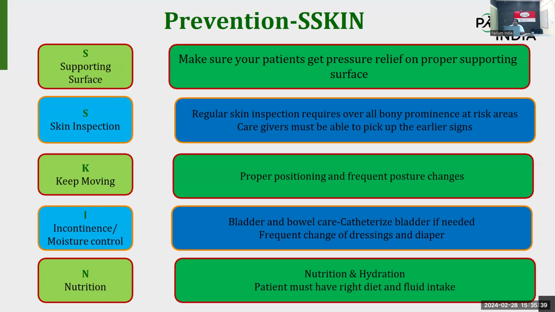So you have to tell them to do some exercise and pressure relieving area. So you have to inspect the skin. Regular skin inspection requires overall bony prominence at risk areas. The caregiver must be able to pick up the earlier signs. So you have to be thorough about the stages of ulcer.